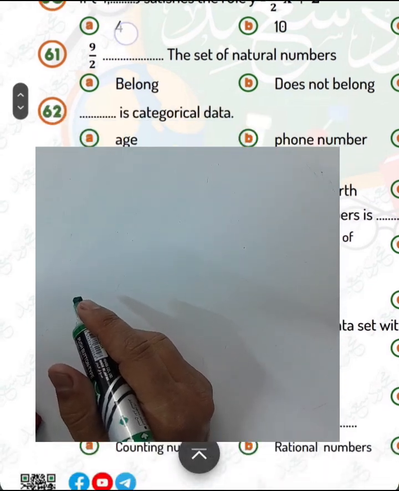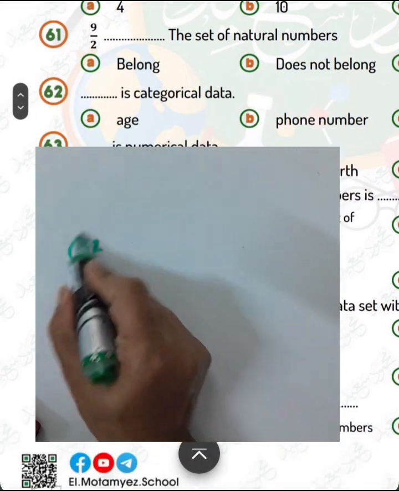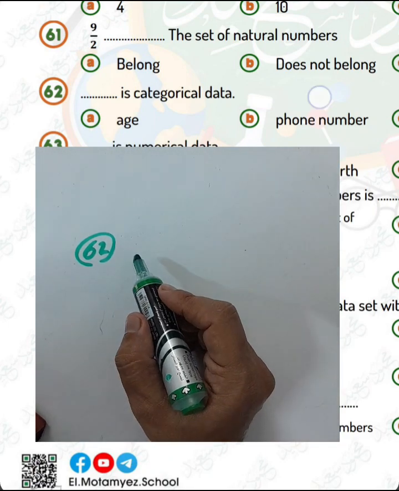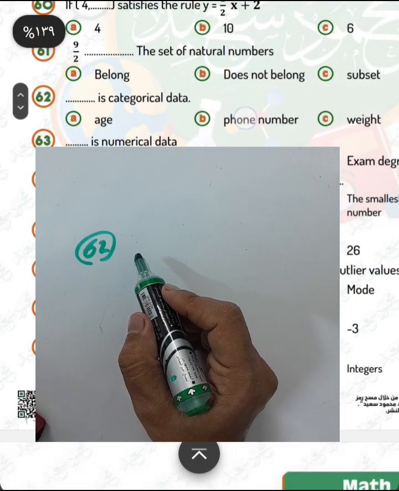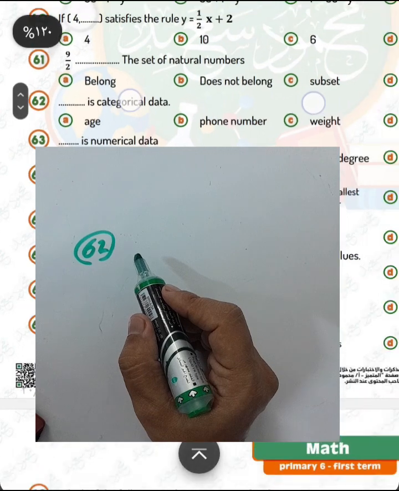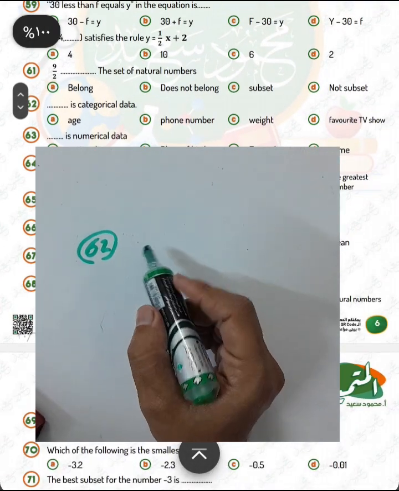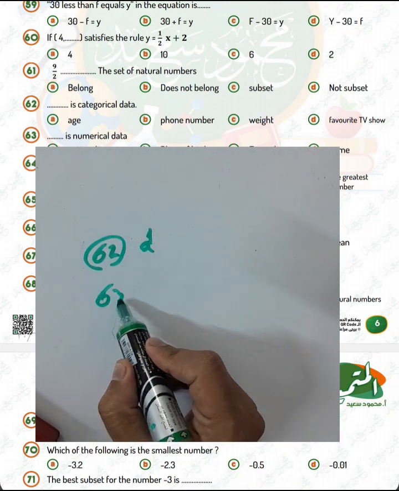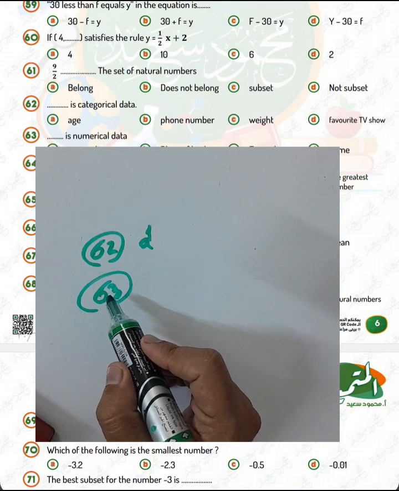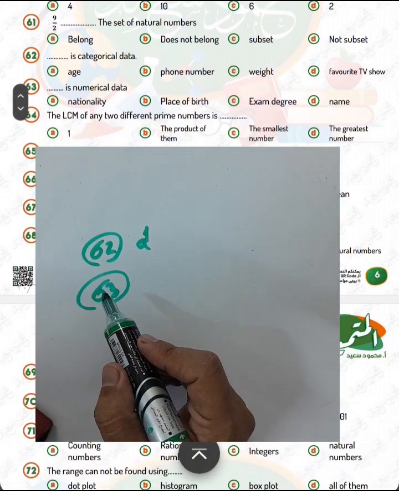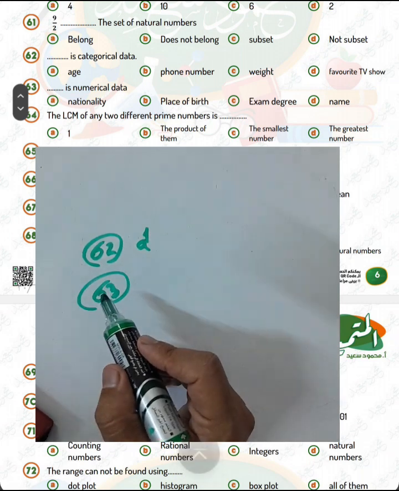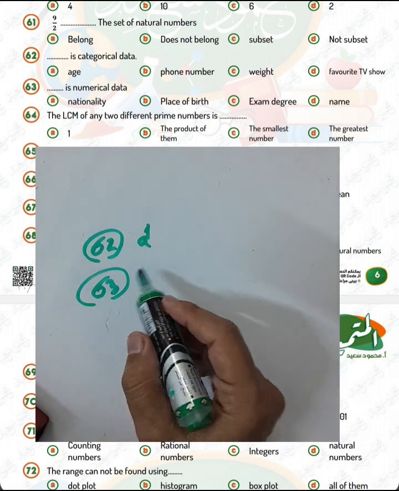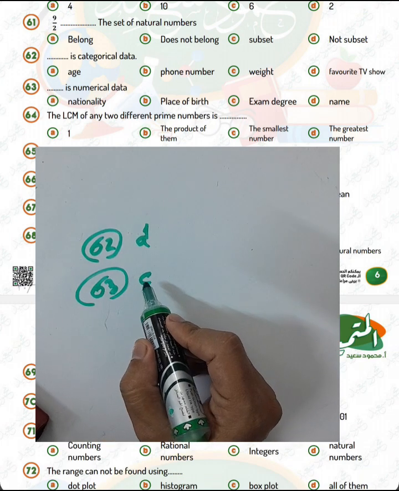Question 62. Space is categorical data. Categorical means, unlike numbers such as age or weight, it uses words. Choose letter D. Categorical data means it uses words. Question 63. Space is the numerical data. Numerical data means using numbers, such as exam degree. Okay, choose letter C, exam degree.